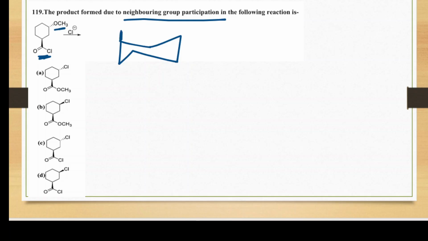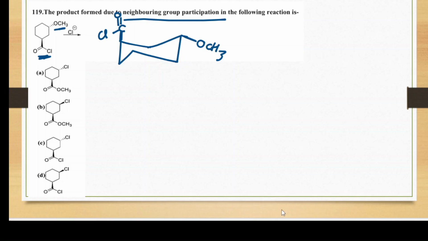The above side has this C double bond O and this Cl group present, leaving one of the carbon atoms, and at the dash position we have this OCH3 group present over here. And we are treating it with Cl negative, that is, this nucleophile has been added over here.